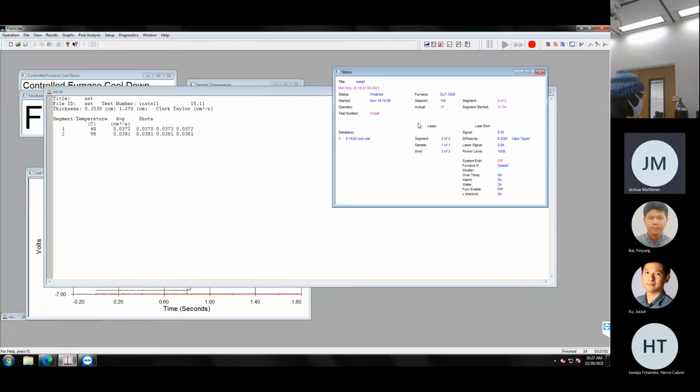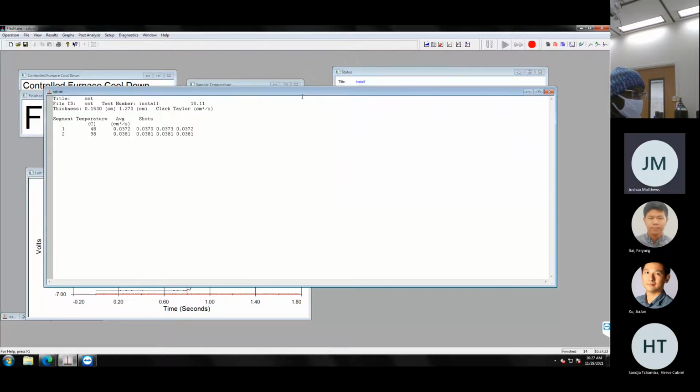So the temperature reported in the final results, I want to know that. I know the sample temperature and the furnace temperature are very close, but I want to know whether this is exactly the sample temperature or the furnace temperature. This is sample temperature. Okay.